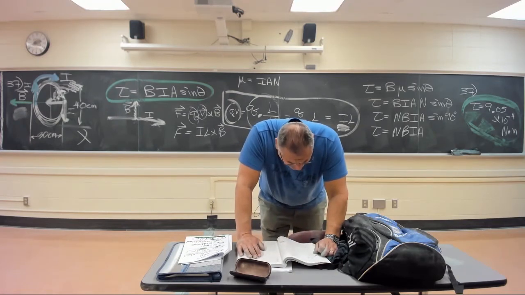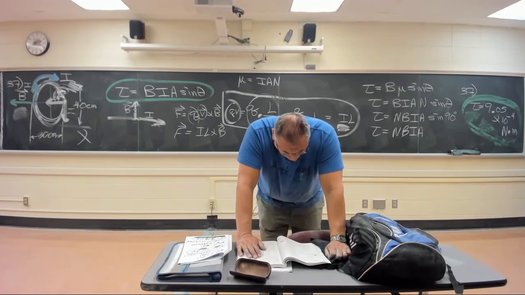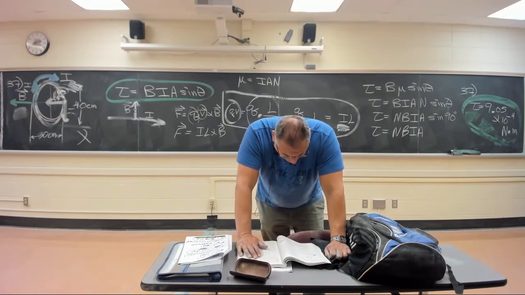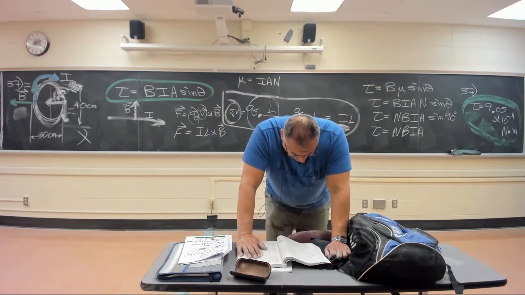For 39, a 6-turn circular coil of wire is centered on the origin in the XY plane. The coil has radius, it's circular now, guys, we said. The coil has radius R equals 0.200 m and carries a counterclockwise current I equals 1.60 amps. A, calculate the magnitude of the coil's magnetic moment. B, find the magnitude of the magnetic torque on the coil due to the 0.200 Tesla magnetic field that is directed at an angle of 60 degrees from the positive Z direction.